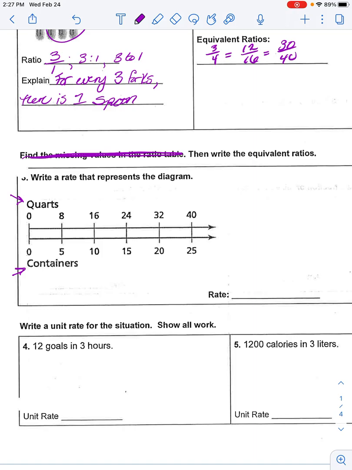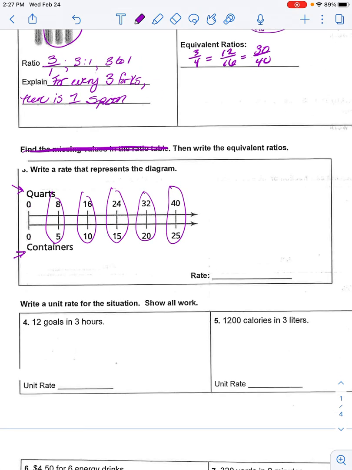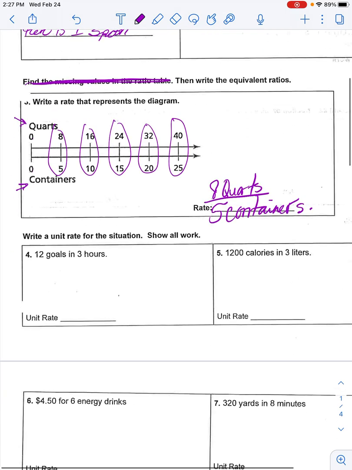You can choose any of these from the double number line. Just don't choose 0, 0, please. So any of these you may choose. And as long as you are specific and you are labeling it, you're good to go. So I'm just going to choose the first one. 8 quarts, 5 containers. Make sure you're labeling, okay? You could have also said 16 quarts and 10 containers, or 24 quarts and 15 containers, and so on.